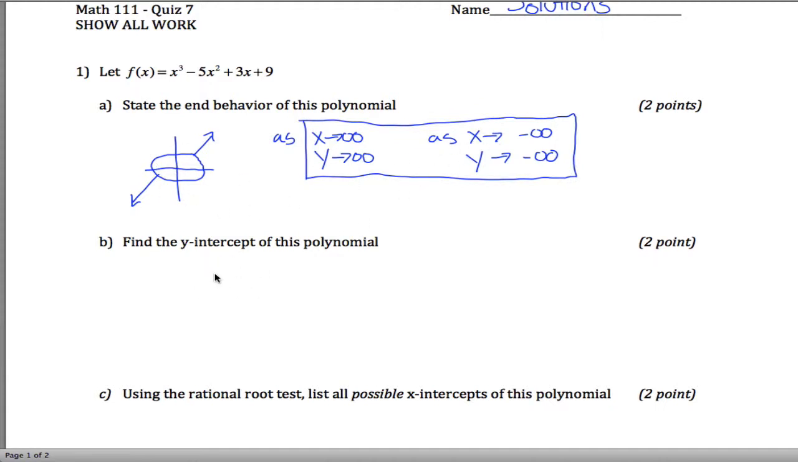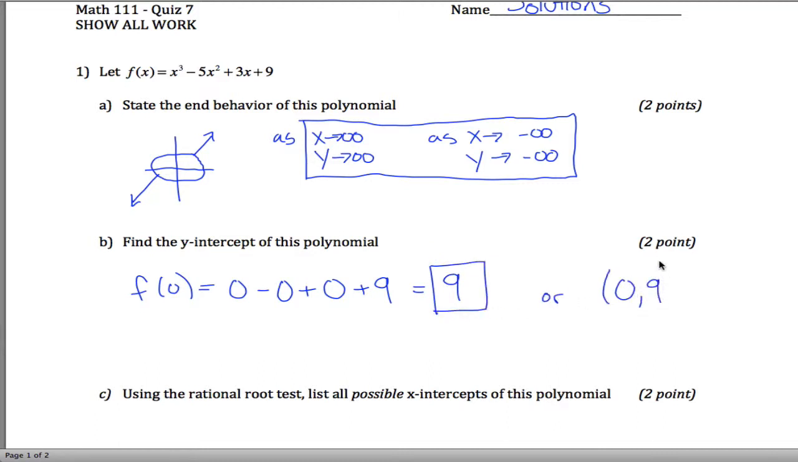Find the y-intercept of this polynomial. Y-intercepts happen when x equals 0. So all I gotta do is change all the x's into zeros. 0 cubed is 0, minus 5 times 0 squared is 0, plus 3 times 0 is 0, plus 9 gives me 9. The y-intercept is at 9. Or if you want to write it as a point, it's at the point 0, 9. I don't care which of these two you give me, either one's fine.